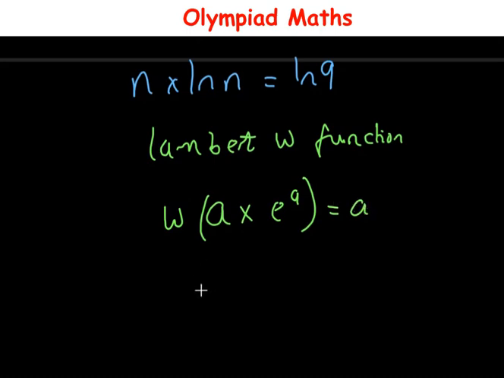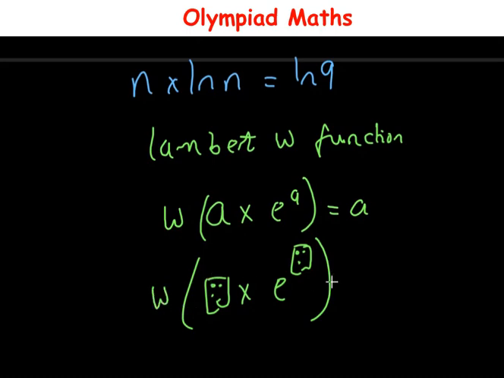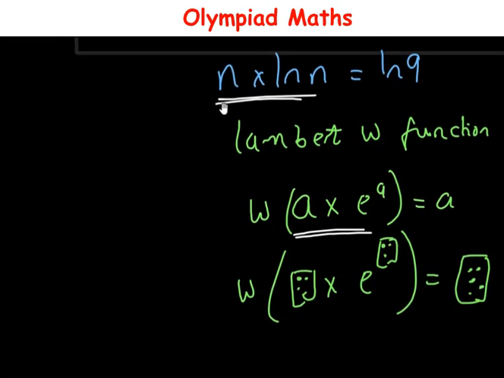Also, if you have, let's say, a phone, a phone times e raised to the power of the phone, and you apply the Lambert W function to this, what you will get is a phone. So making use of this Lambert W function, we are going to manipulate this expression to resemble this form. To do so, we're going to introduce e to this.